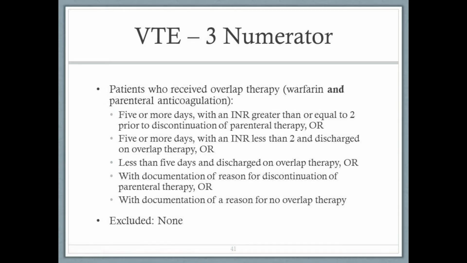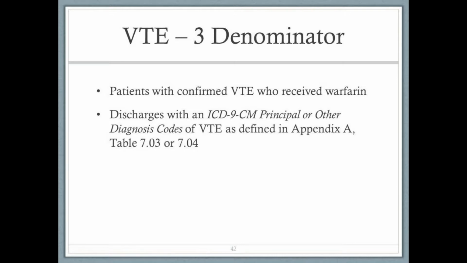We're going to go through the numerator here, and we've talked a lot about this in the last couple of slides, but the numerator are those patients who receive overlap therapy. They need to have an INR greater than 2 prior to discontinuation. If the INR is less than 2 and they're discharged, they need to be sent home on overlap therapy. There needs to be documentation if we're going to discontinue the therapy. And if there's not going to be overlap therapy, there needs to be a specific reason as to why the medications were not overlapped. The denominator are those patients who have a VTE who receive Coumadin, and that's really it.